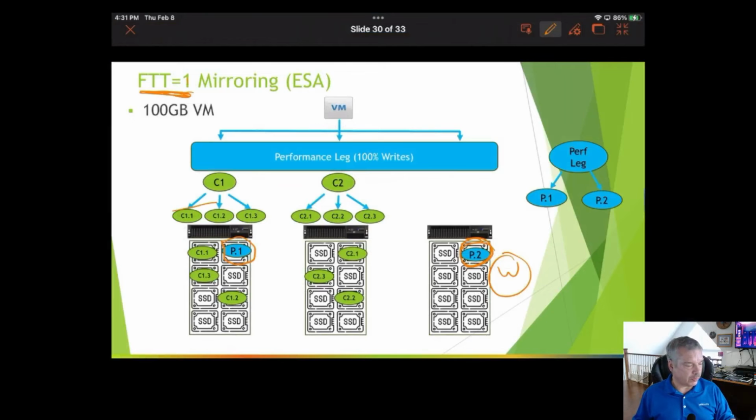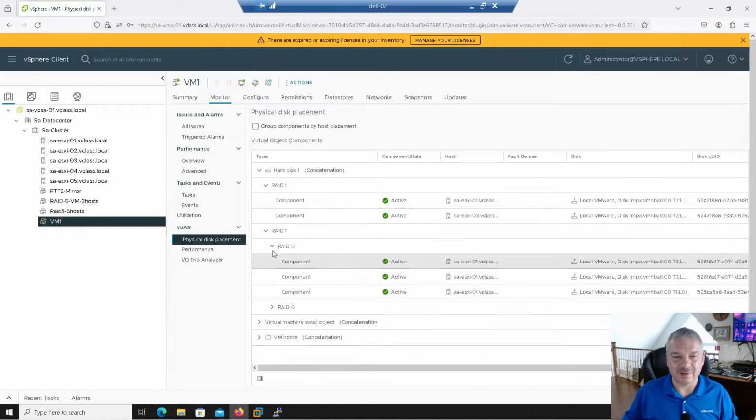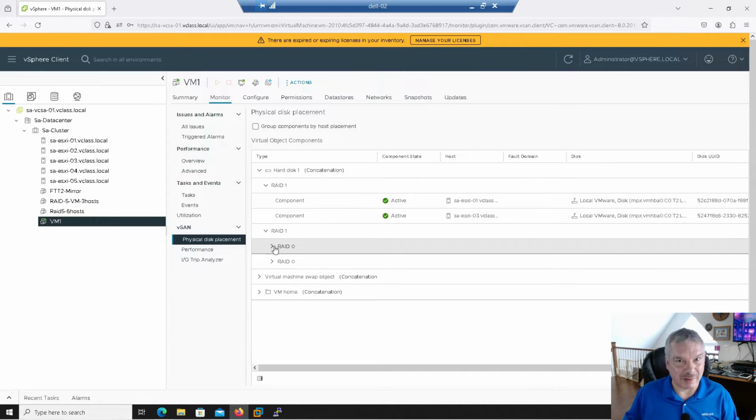Basically what I'm showing you here: there's the 3 for that component, the 3 for this component, and then we RAID 1 those. Okay, and that's what we're seeing here. The 2 RAID 1s was basically my performance leg. Let's go back to there. There we see that, there's the 2 RAID 1s. I don't see a witness component. Stay tuned on that one. I did say I noticed something weird. Stay tuned on that one.